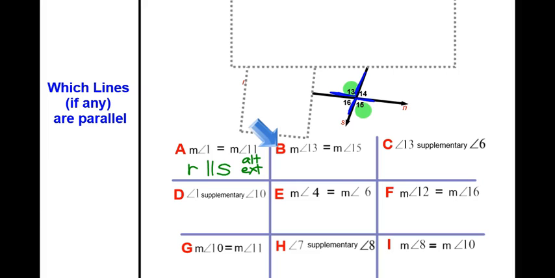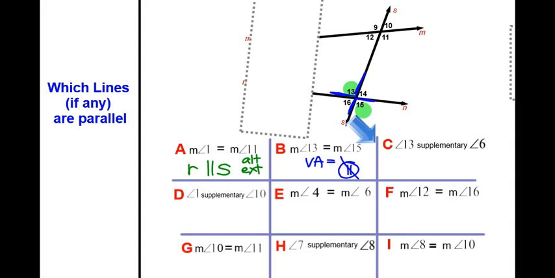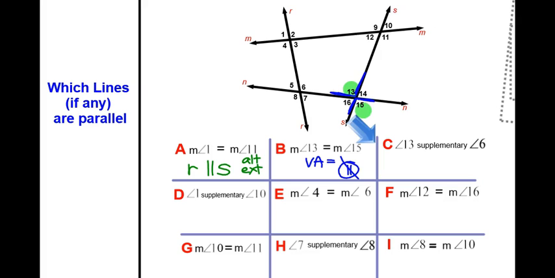We have vertical angles in this picture, and vertical angles are equal, but it does not make lines parallel. So there is no answer for that question. All right, let's move on to question C. Let me clear up our picture here, erase the markings that we have, and it talks about angles 13 and angle 6. Angle 13 is right there, and angle 6 is right there.